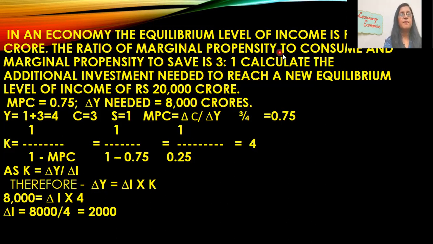The ratio of marginal propensity to consume and marginal propensity to save is 3:1. So you can know that it is 3:1. That means if we talk about 100% income, then 75% goes to consumption and 25% goes to saving. This 3:1 means that if it is 100% income, then 75% is consumed and 25% is saved.